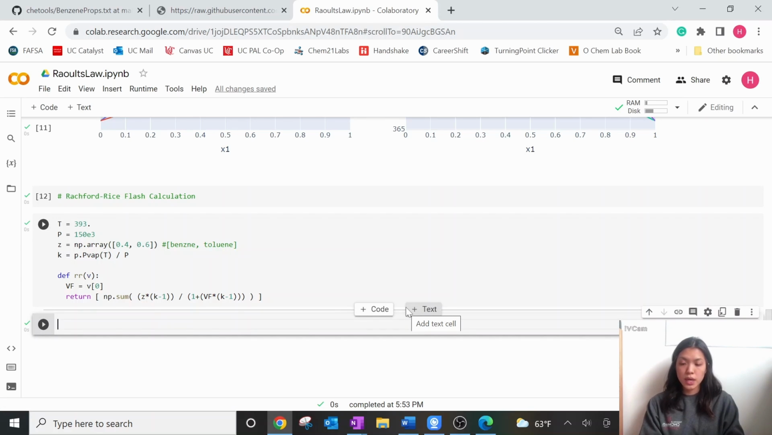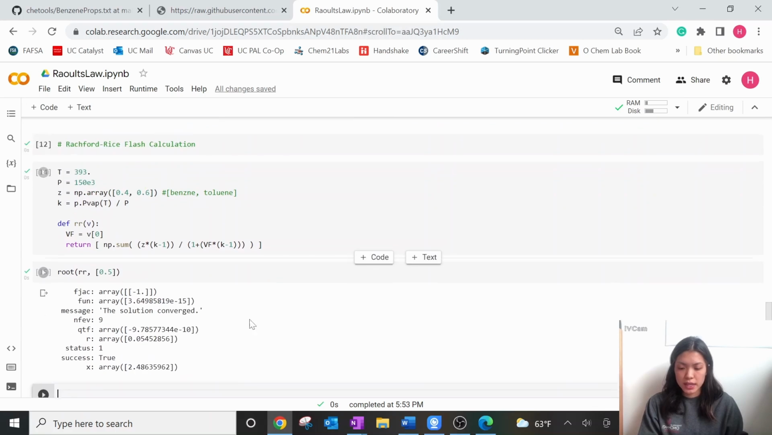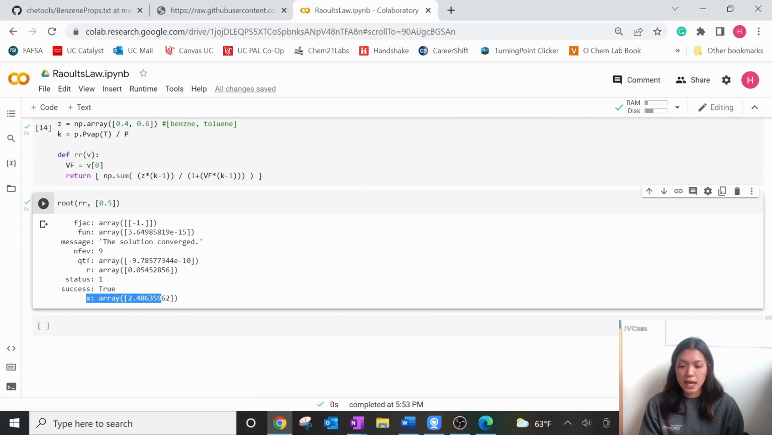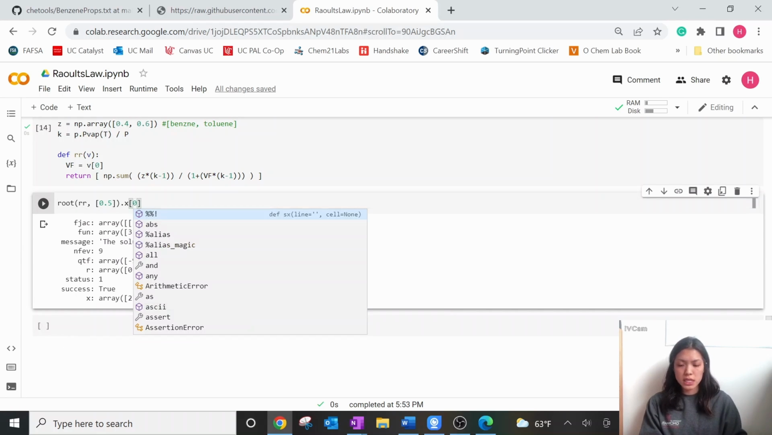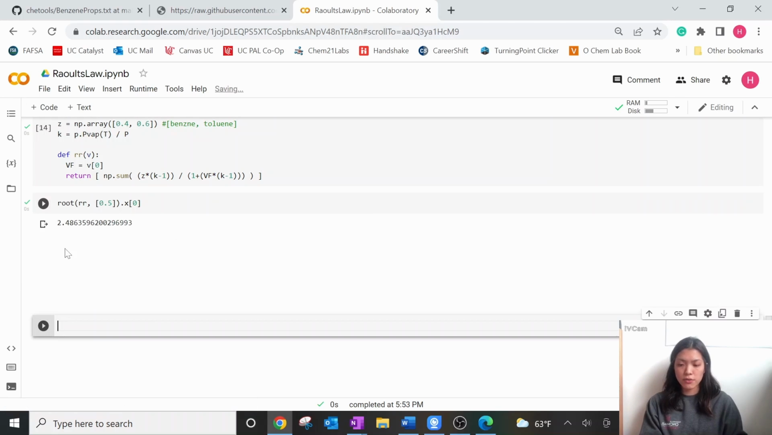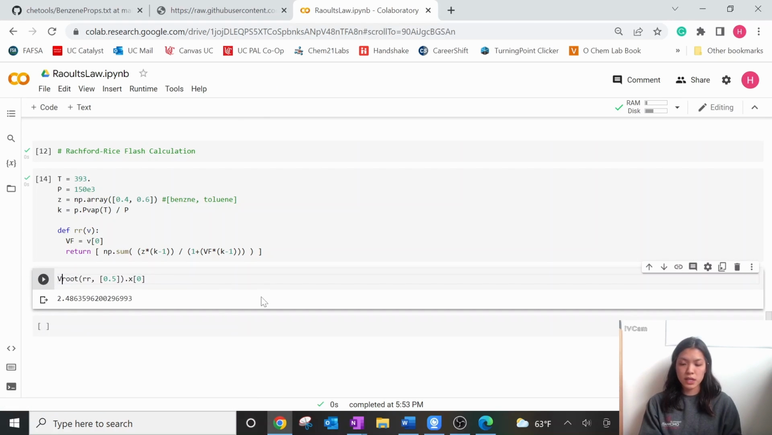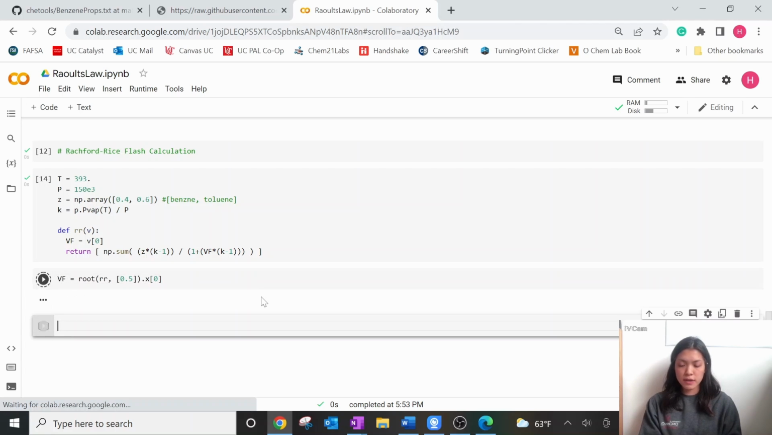And so now what we need to do is we need to use the root solver. So it's going to need first an equation. So our equation is the function that we just defined, and it needs an initial guess in an array. So we can just have an initial guess of 0.5. And if we shift enter, that gives us our answer here in the x, and it's an array form. So we want just the x value. We don't need this extra information here. So we want just the x value, and we want just the first value, the first index, although there is only one, but we just want it in a scalar form. So that is now our vapor feed ratio. So we can define it.